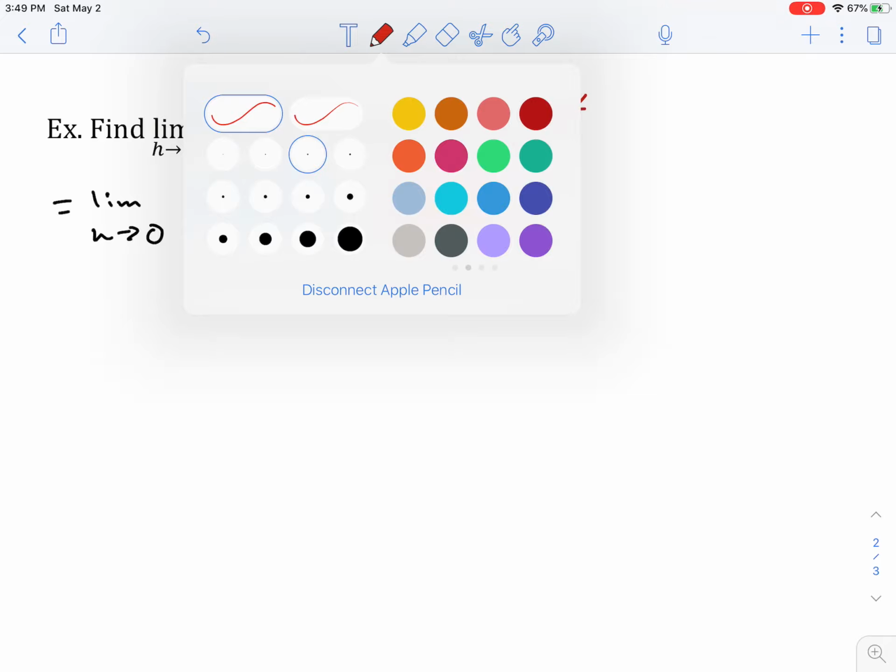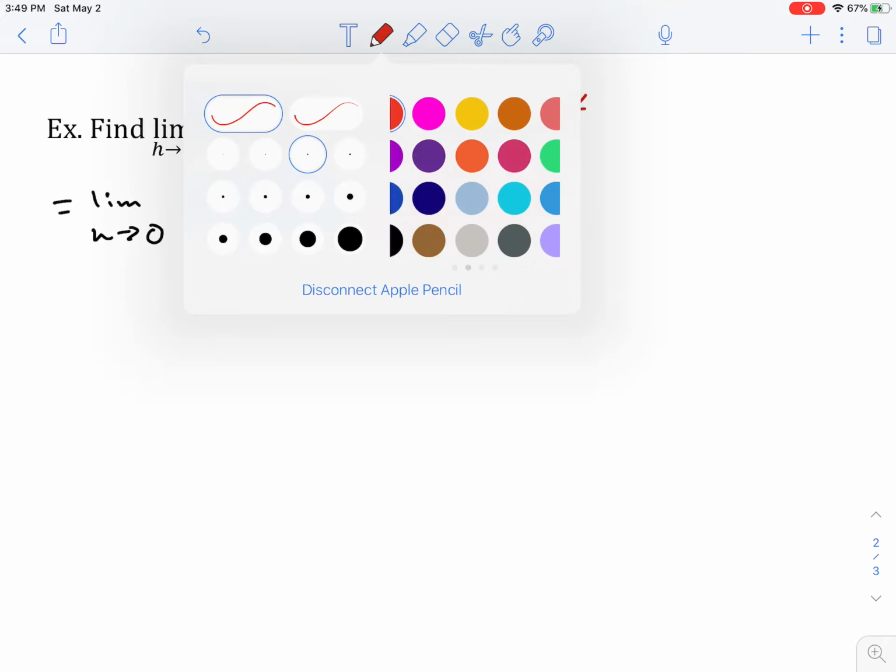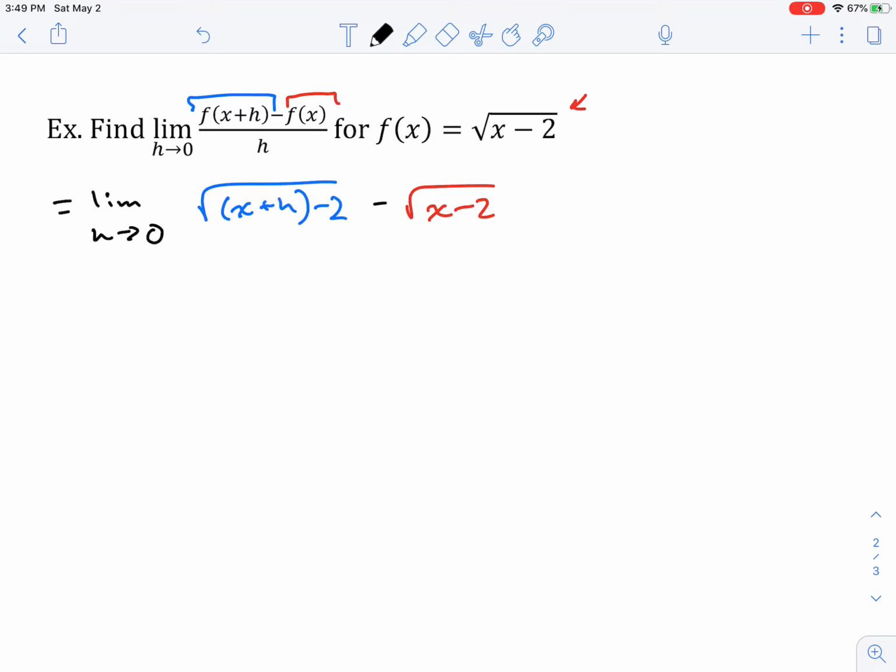Oops. Wow, I had no idea I even had these colors. This is a literal breakthrough for me. All right, I'll play around with that later.